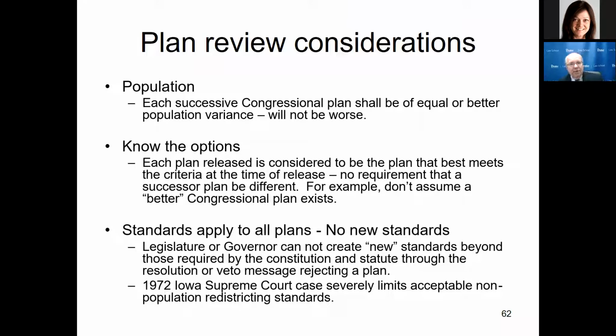Finally, keep in mind that the standards apply to all the plans. There are no new standards as you go from plan 1 to plan 2 or plan 3 in regards to how we prepare the prospective plans. The legislature or governor cannot create new standards beyond those required by the Constitution and statute through the resolution or veto message rejecting the plan. They can provide a reason for that rejection, but they need to still be consistent with the standards that apply to all plans. Important to note is that a 1972 Iowa Supreme Court case severely limited acceptable non-population redistricting standards.